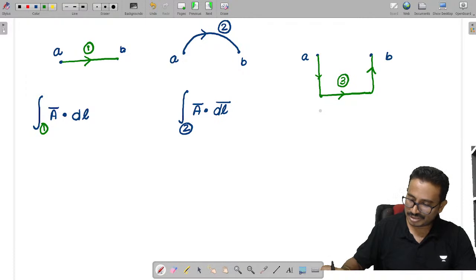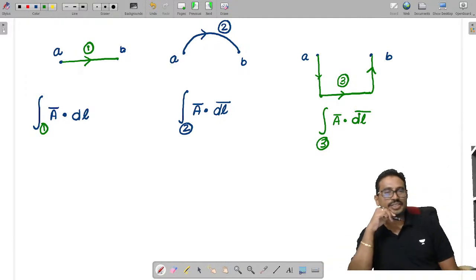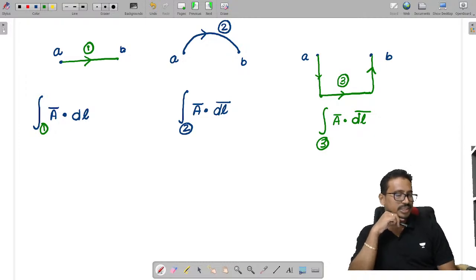Now see here, the third path integration, A dot dl. If you see carefully, in all three paths, tell me now, are the initial point and final point the same or not? Initial point and final point, both are the same.